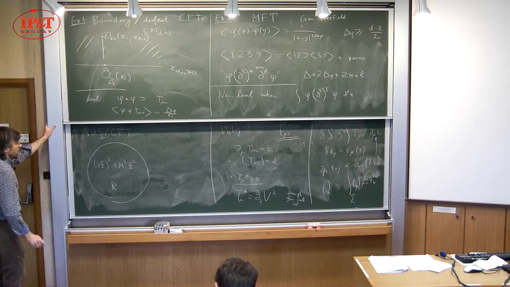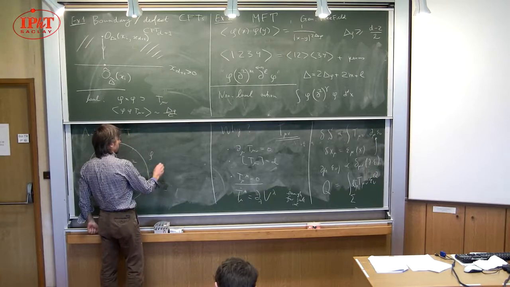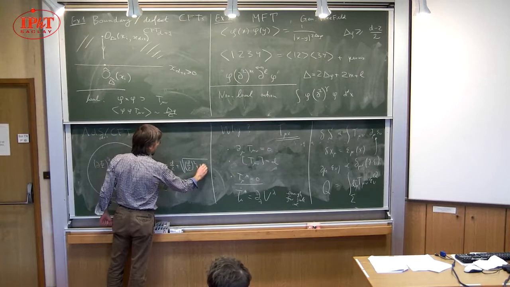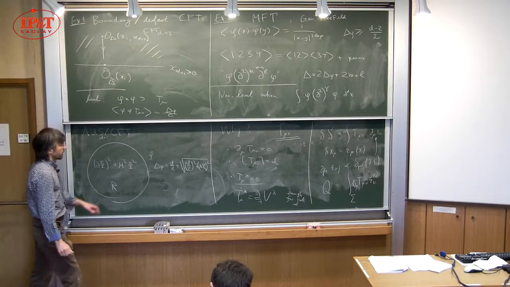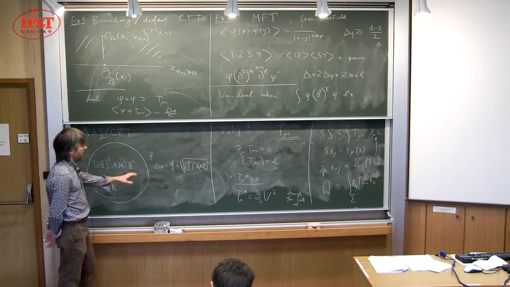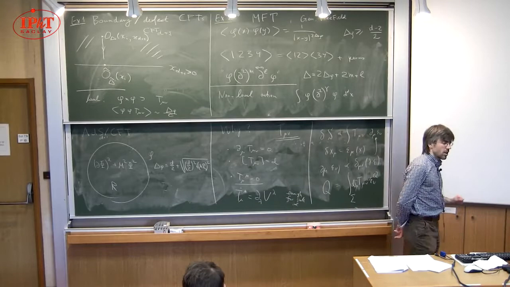and then on the boundary we are going to have a field phi of dimension delta phi equals d over 2 plus the square root of (d over 2) squared plus (mR) squared. By playing with boundary conditions, you can also realize the other sign, but let me focus on this standard case. By varying the mass, or the product mR, we can reproduce any value of delta phi which is consistent with the unitarity bound.